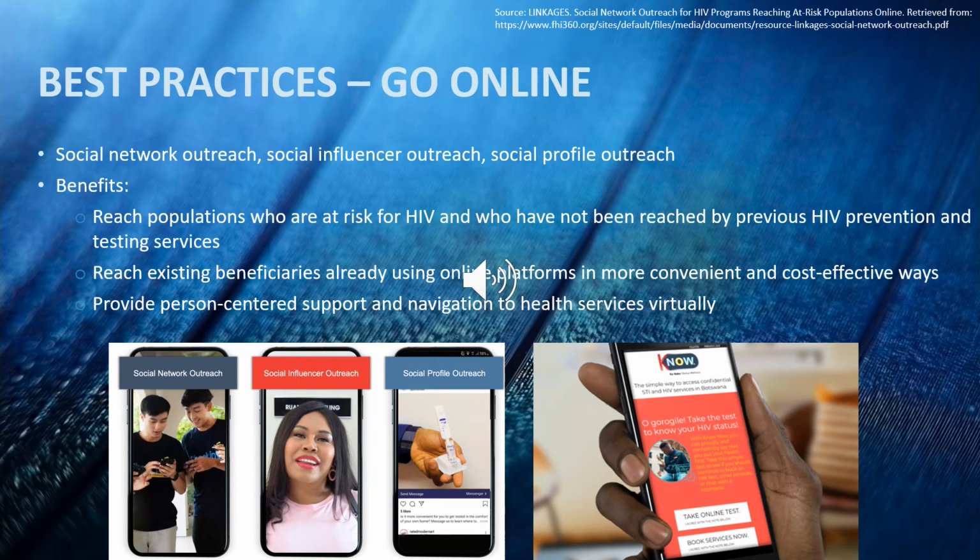You can reach existing beneficiaries already using online platforms in more convenient and cost-effective ways. And you can provide person-centered support and navigation to health services virtually, allowing beneficiaries to engage with the program with more anonymity, flexibility, and convenience.